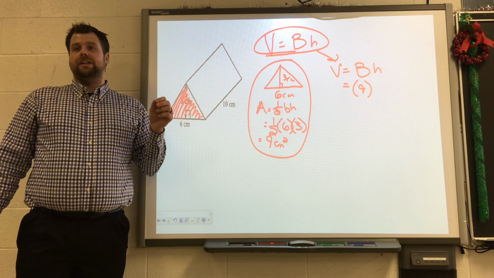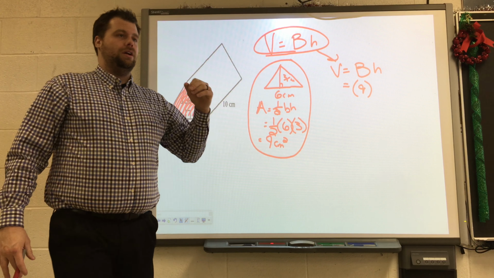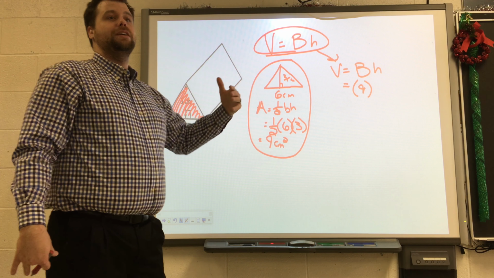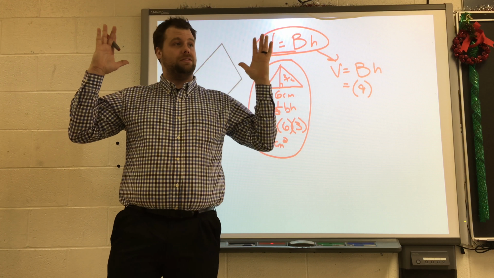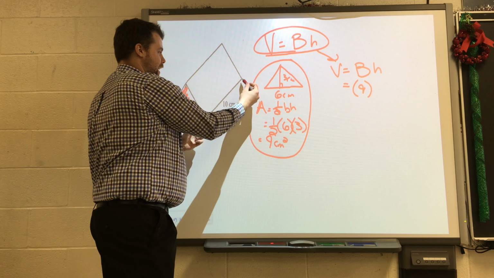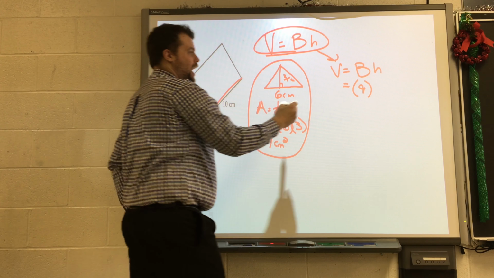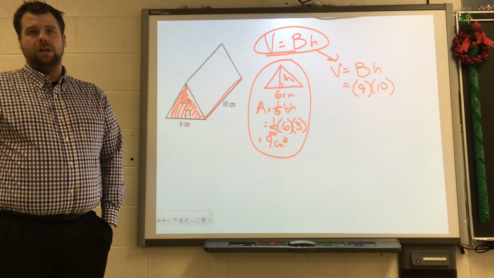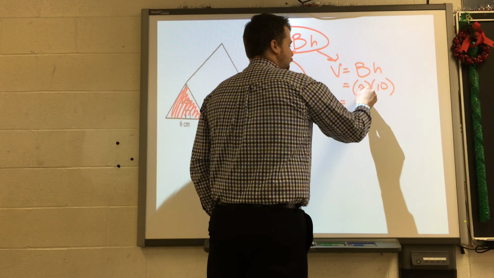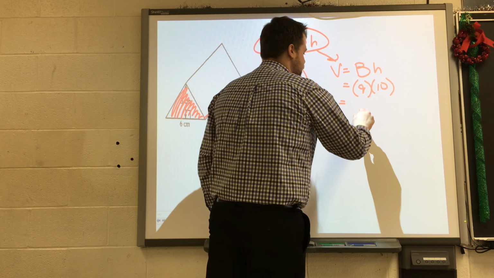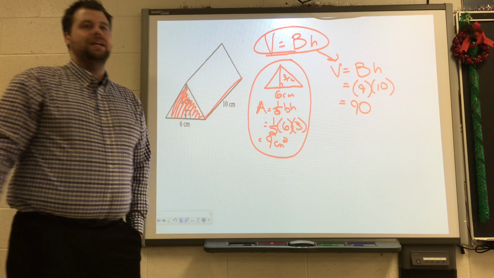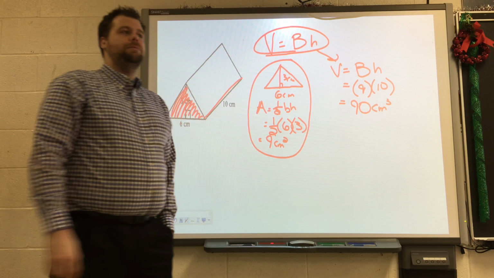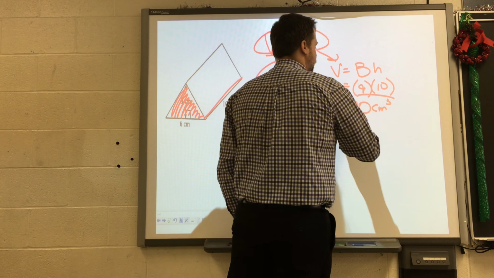The height of this solid, remember, this prism is not sitting on its base. It's laying down. The height of a solid is the distance between its two bases. These two bases are 10 centimeters apart. So your height is 10 centimeters. Area of the base was 9. Height is 10. 9 times 10, 90 centimeters cubed. There's your volume of this triangular prism.